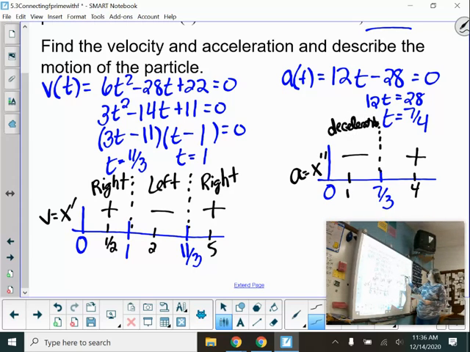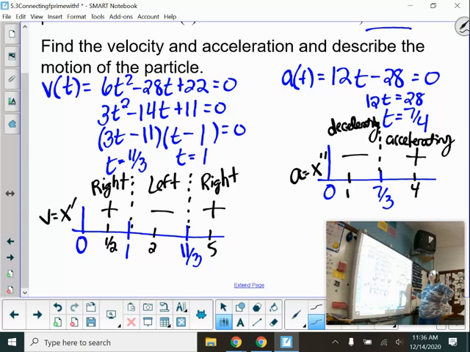It is decelerating here and accelerating here because it has a positive acceleration. By the way, decelerating and accelerating does not mean slowing down or speeding up. To figure out whether something is slowing down or speeding up, you need to compare velocity to acceleration.